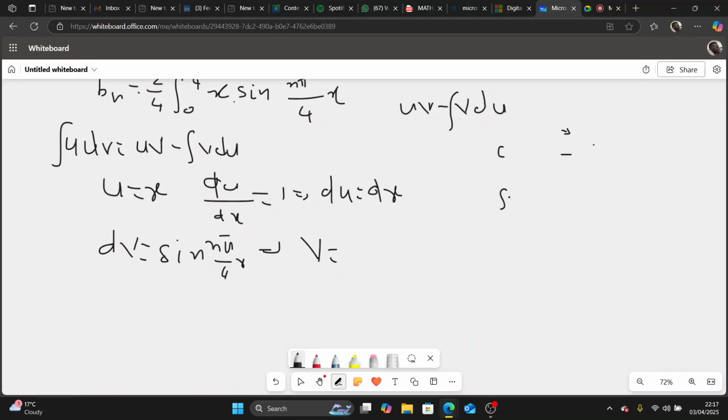Integration of sine ax is simply minus 1 over a cos ax. Integration of cos ax is simply 1 over a sine ax. Why is it like that? If you differentiate sine ax, what do you have as answer here, manager? It will give you cos ax. If you differentiate this the way it is, it will give you this.